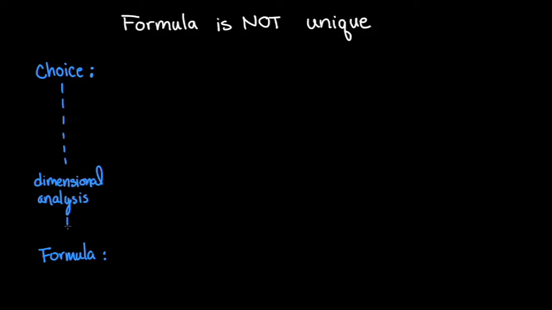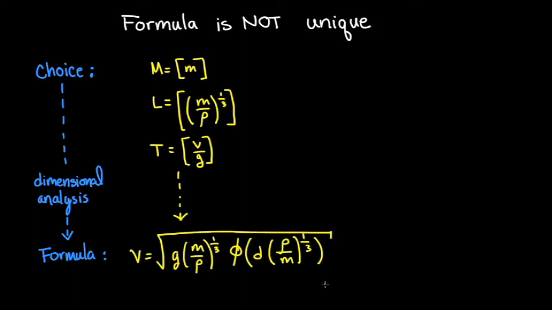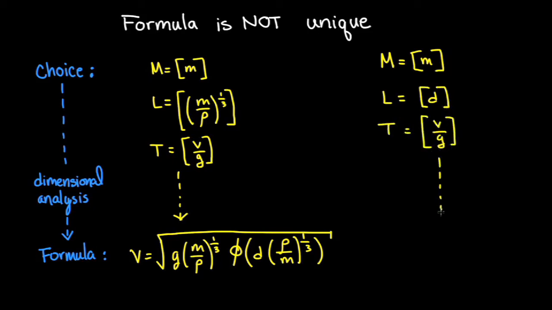Now you may be concerned because this formula is not unique. We made some choices about how to represent our fundamental dimensions. What happens if we make different choices? Here we chose m, l, and t this way. M was little m, L was little d, and t was v over g. Running through the dimensional analysis process with this choice of fundamental dimensions, we obtain an equation for v that looks like this.